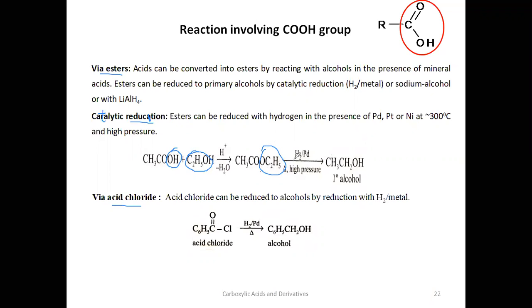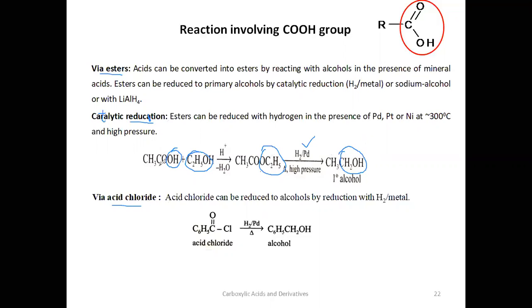Once this ester is formed, we have to add hydrogen in the presence of palladium as a catalyst, and we have to heat this under high pressures. When we do this reaction, the whole group will get converted to CH2OH. The COOC2H5 will get reduced to CH2OH. What is CH2OH? This is a primary alcohol. So with these reactions, that is catalytic reductions, we can synthesize primary alcohols.